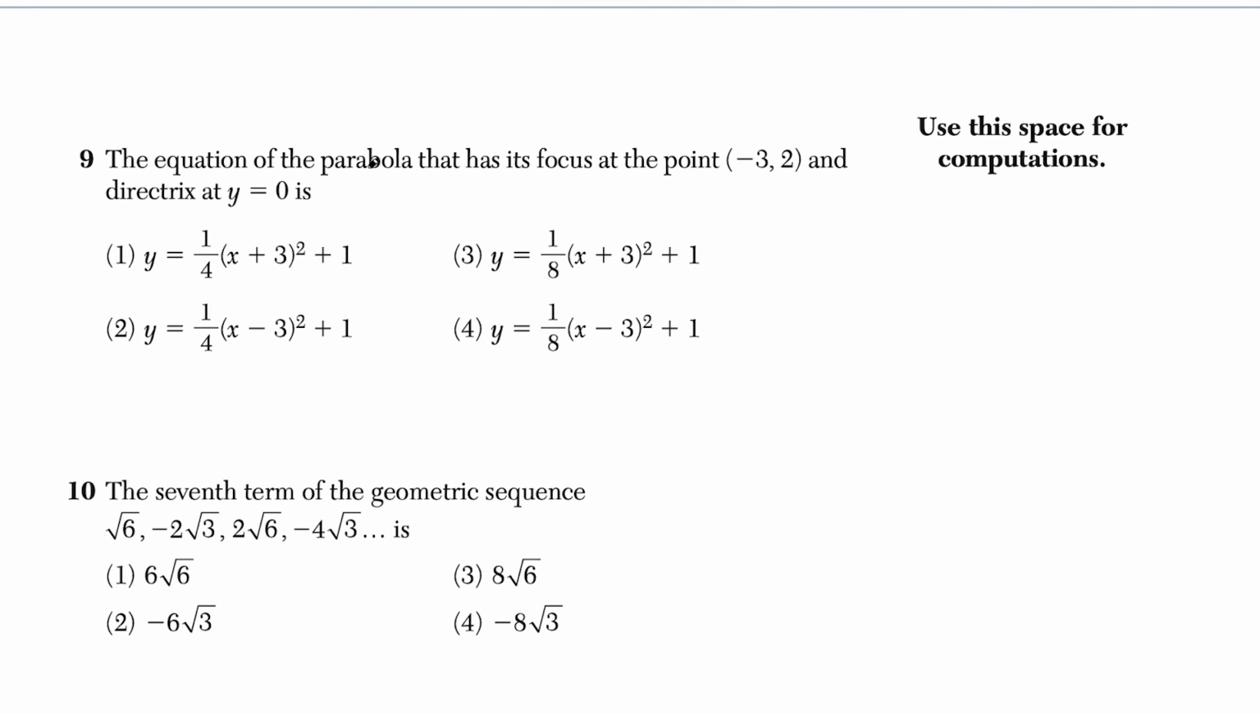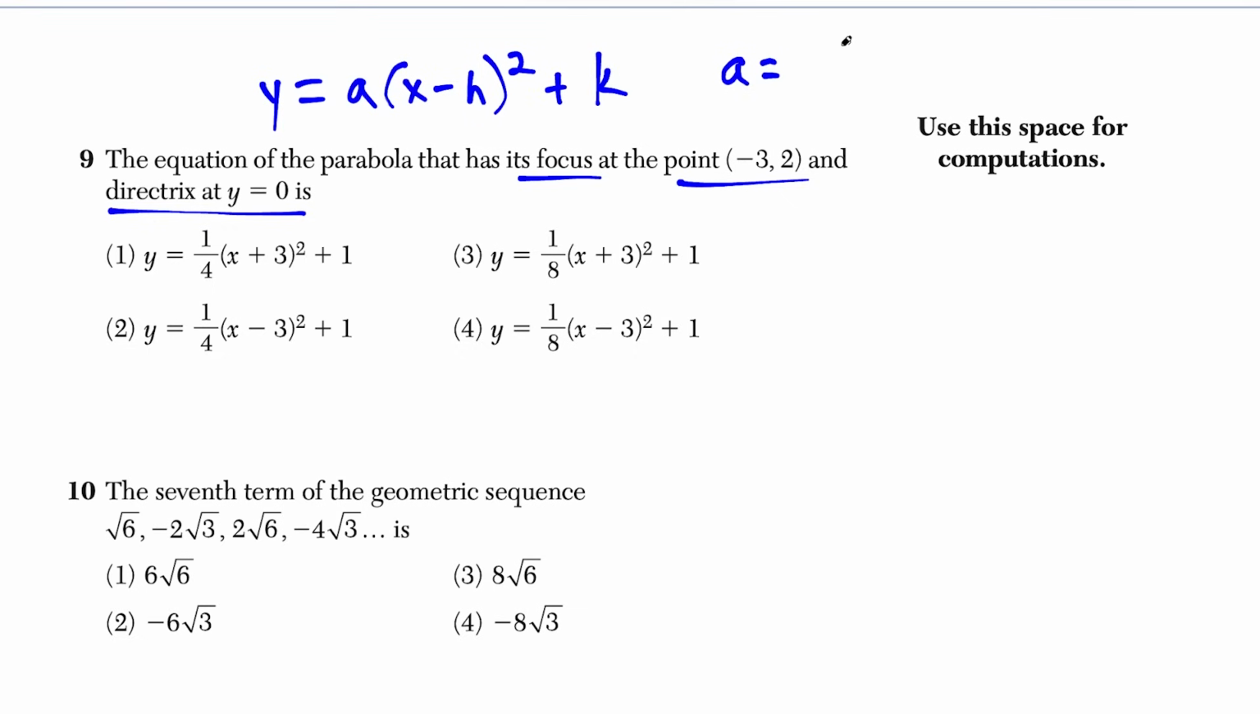Question 9, we're looking for the equation of the parabola that has its focus at the point -3, 2 and directrix at y equals 0. So for this question, we can make use of the vertex form of a quadratic equation. And the key detail here, though, is that the a value we could find by looking for 1 over 4p. And I'll get into what this value means in a moment.